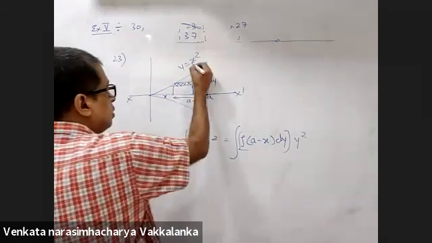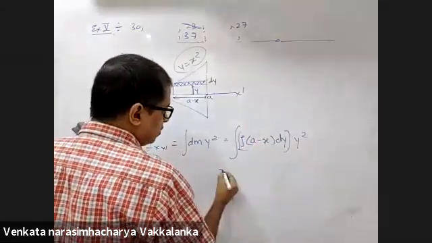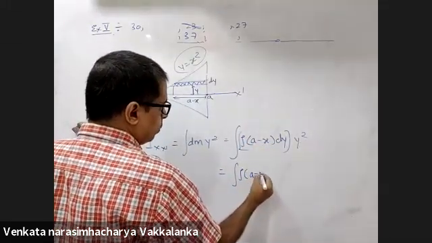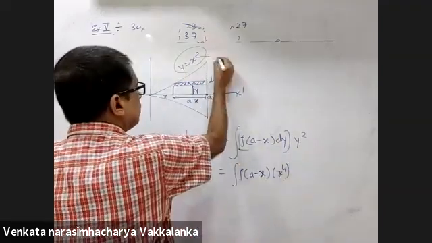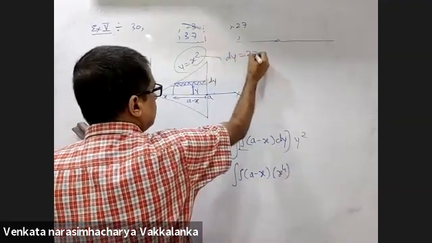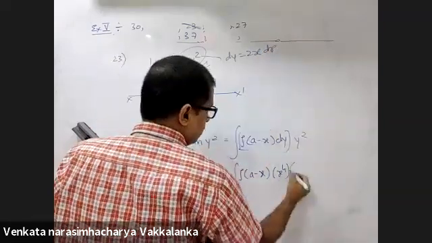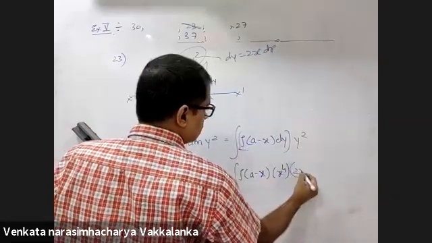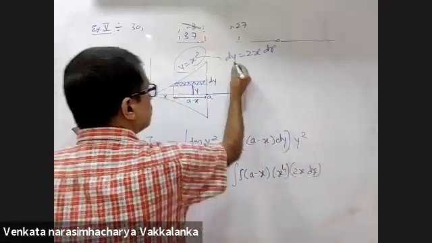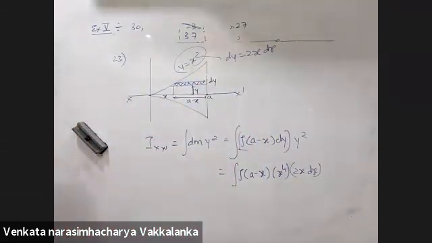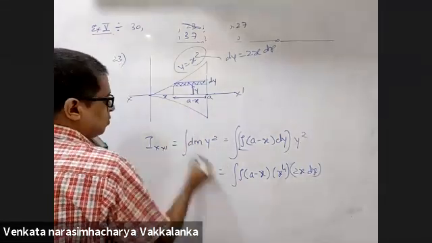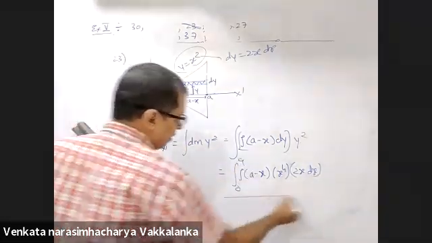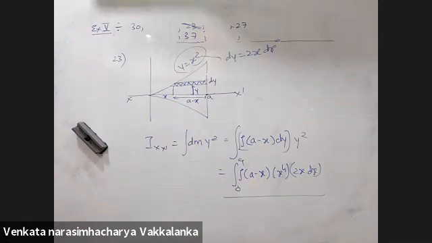Now y equal to x square. So what will this y be? Rho into a minus x into x to the power 4. dy I'll put as 2x dx, differentiating y. That's it. The least value of x is 0, the maximum value of x is a. That's your answer.